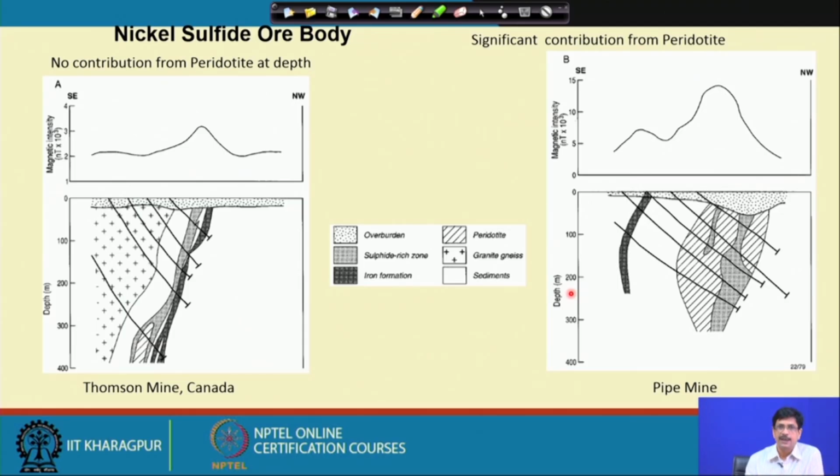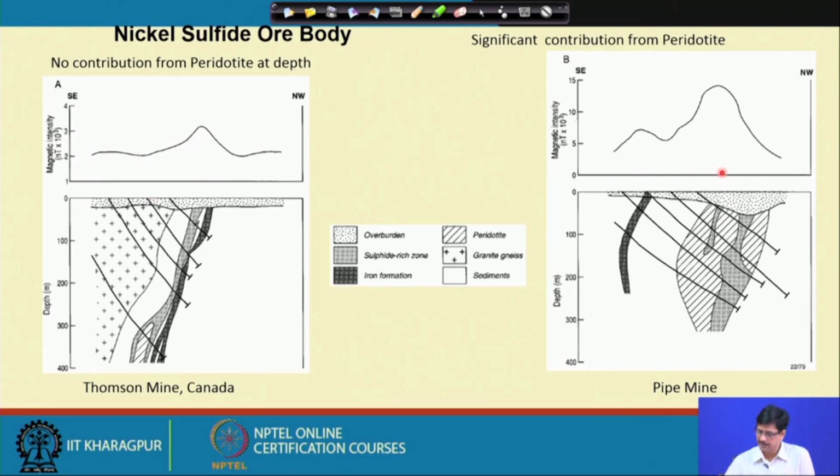This is an example of a nickel sulphide ore body where there is no contribution from the peridotite at depth, because what has happened here is this peridotite occurs just as an inclusion on this body of the nickel sulphide ore. That is how it gives us a very prominent magnetic anomaly, going to the order of 4000 nanotesla.